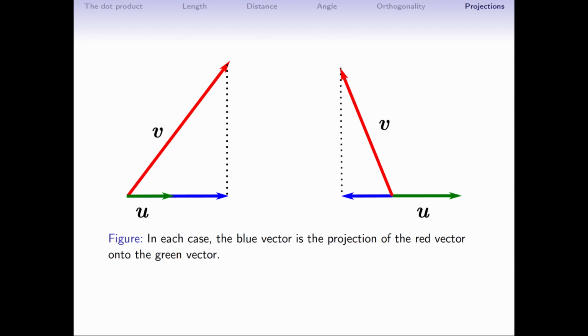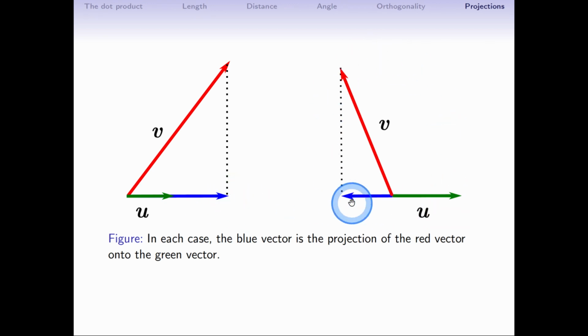In each of these figures, the red vector is being projected onto the green vector. So in this scenario here on the left, we can see that we have to stretch the vector u in order to create the projection. So in fact, the scalar multiple is a positive number bigger than 1. We have to stretch u in order to create the projection.